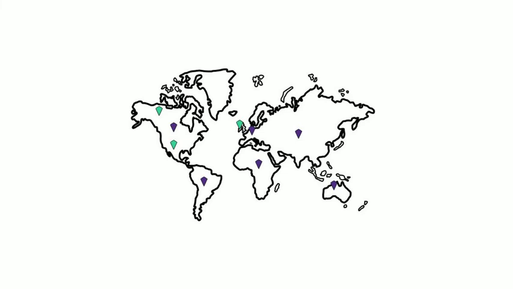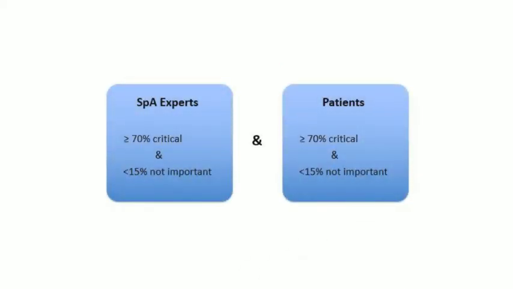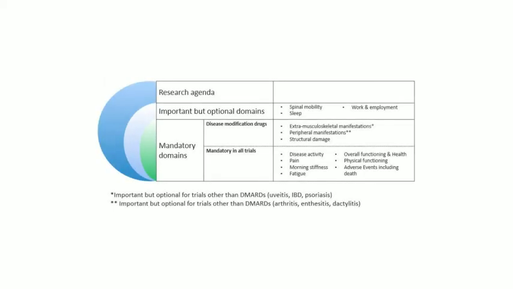6 continents. Following OMERACT guidelines, a specific domain was included if at least 70% from both patients and spondyloarthritis experts selected that domain. In addition, it was decided upfront that unless there was a good reason to exclude the domains that were part of the original core domain set, they should also be included within the update. This has resulted in the following proposal for the OMERACT Onion.